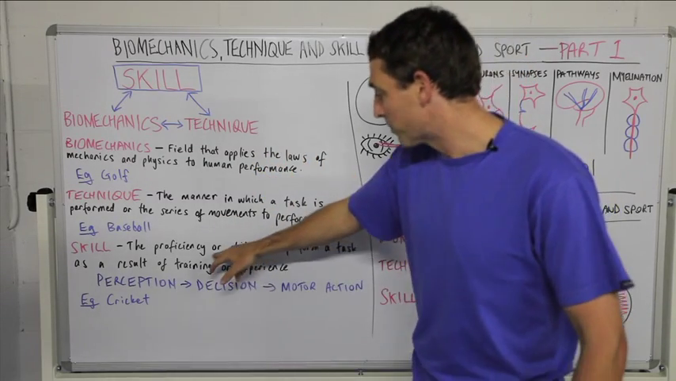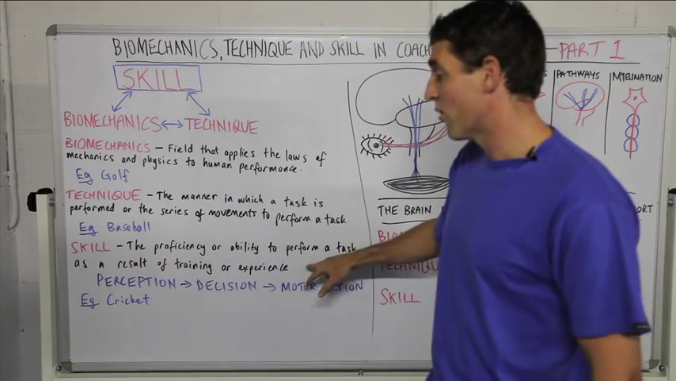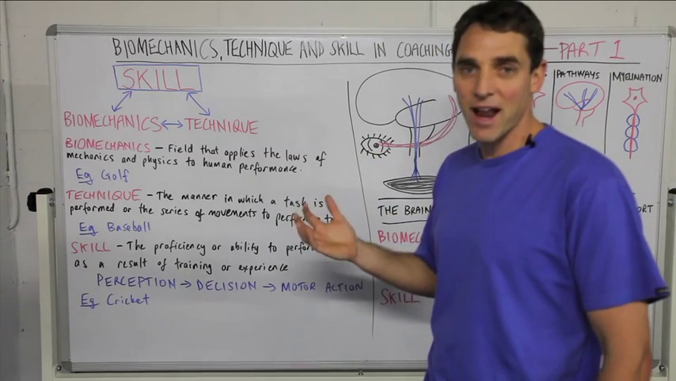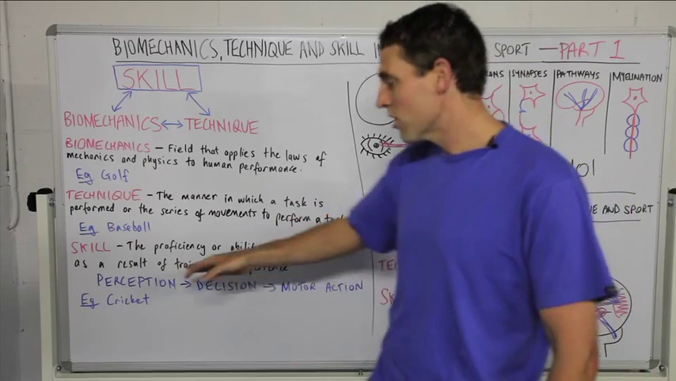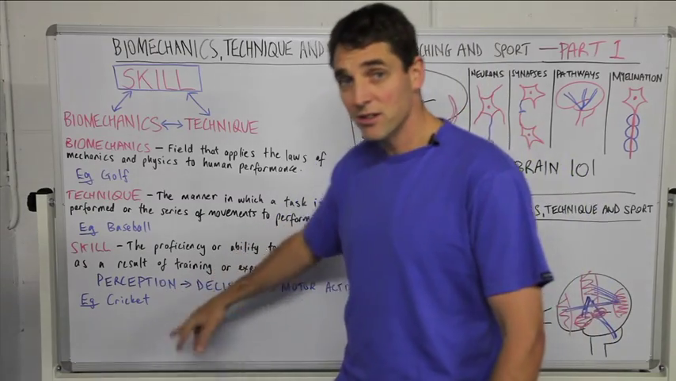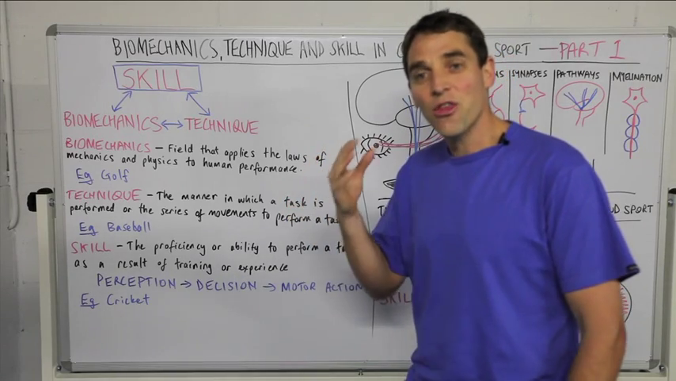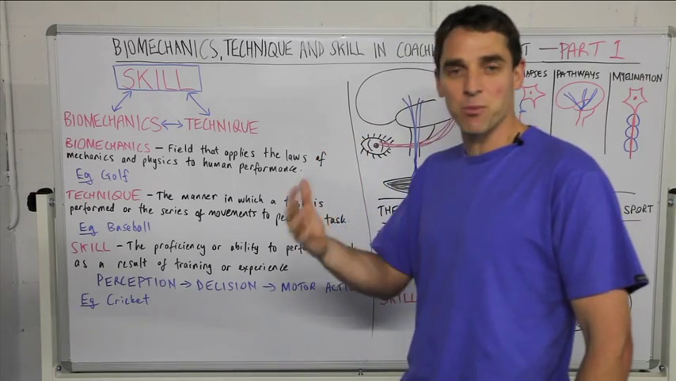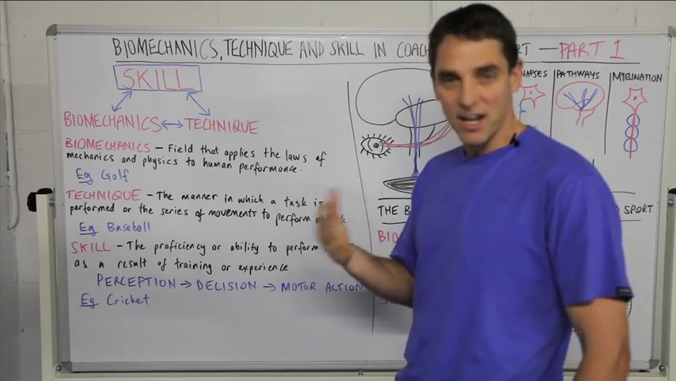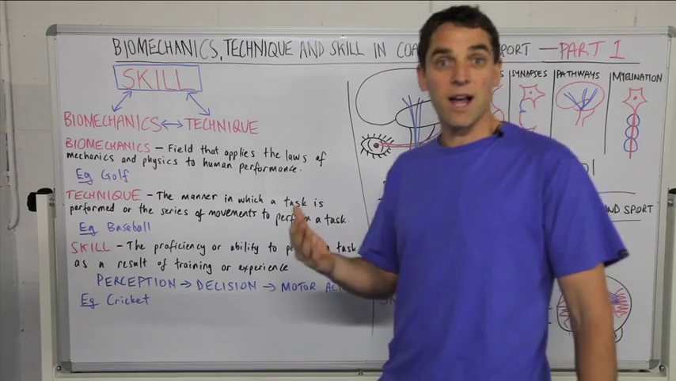Skill is the proficiency or ability to perform a task as a result of training or experience. So it's how good is someone at it? In terms of breaking that down into its parts, we have perception. Perception, or in this case visual perception, is the understanding of what we see, and in terms of sport-specific stuff, how quickly can we judge ball flight, spin, speed, etc. Then the decision: what are we actually going to perform?